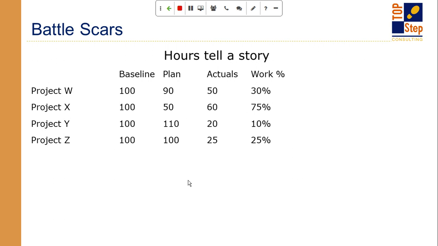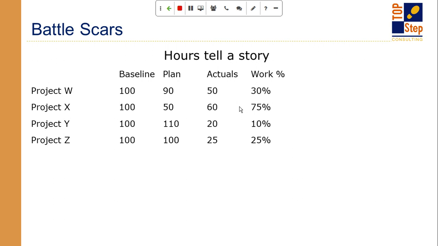Project X, similar situation. I've got 100 hours set on baseline. I'm only planning to spend 50, but I've already spent 60 hours. So that combination tells me that my plan wasn't that good because I'm already over the plan, but I'm still under budget because I'm only at 60 versus the 100 hours at the baseline. From a work percent complete, I'm at 75%. So I'm kind of clipping along. Whatever I thought about putting this plan in place, I'm way off my plan, but can I tell if I'm going to go over budget based on these numbers?